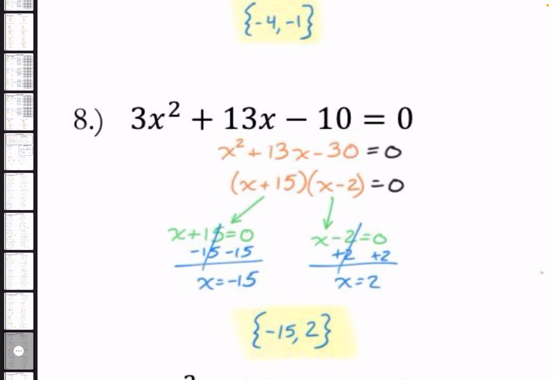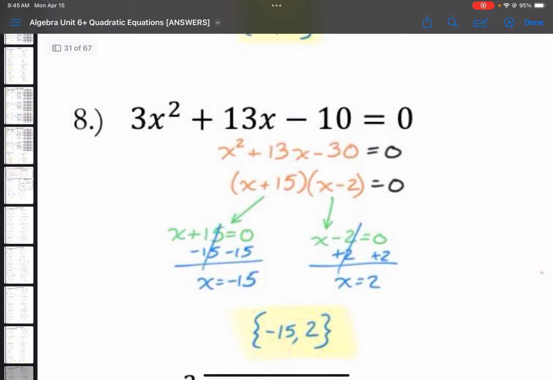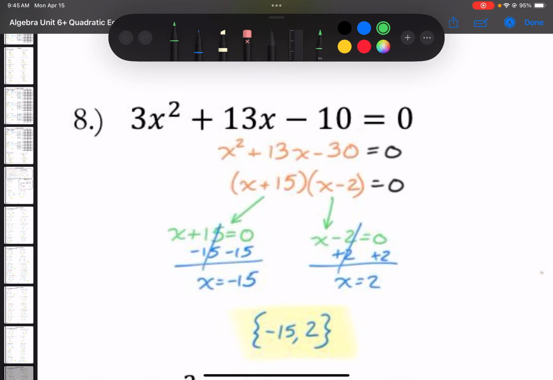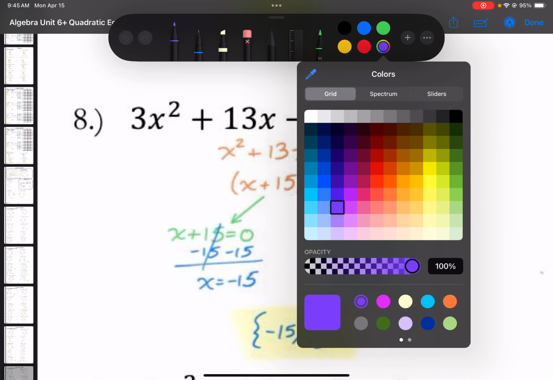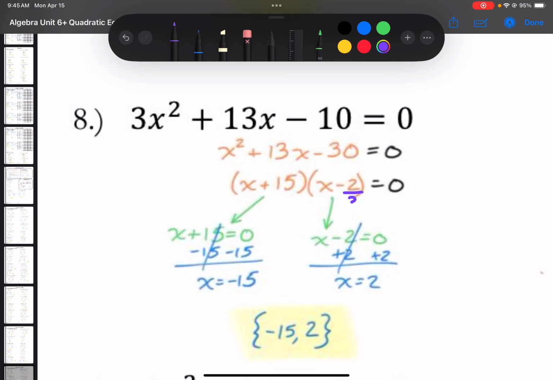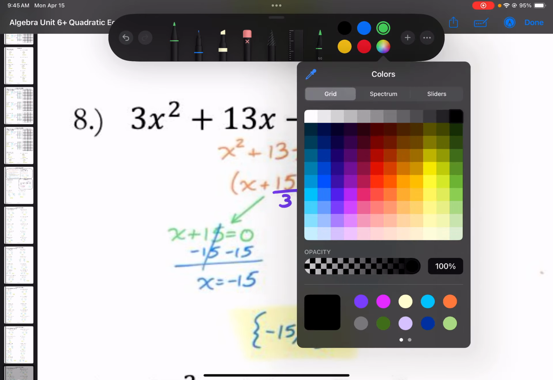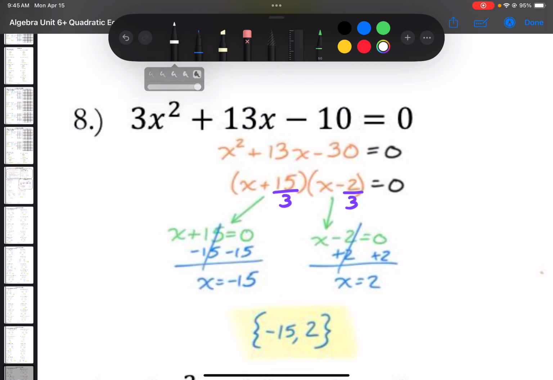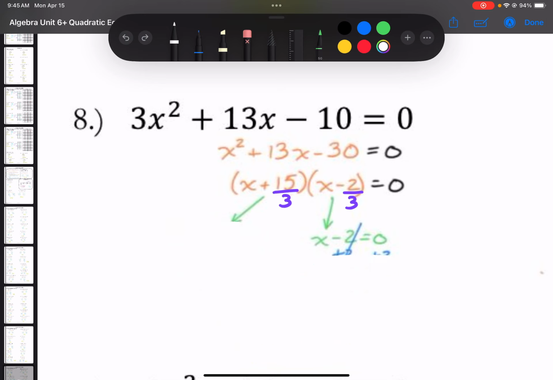Except I have an error here. Pause the video and see if you can find the error. I forgot to slide my GCF back in. I need to make sure I divide by 3 so that when I split it up, it's not going to be this answer. Make sure that you don't make that mistake. It's why I wanted you to practice it, but let's fix my answers.